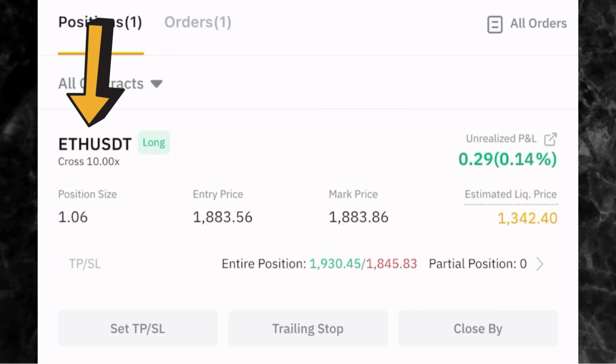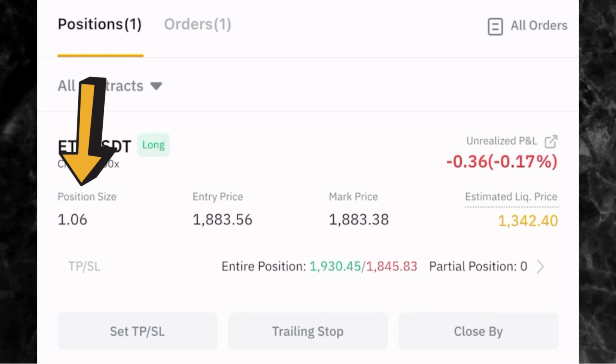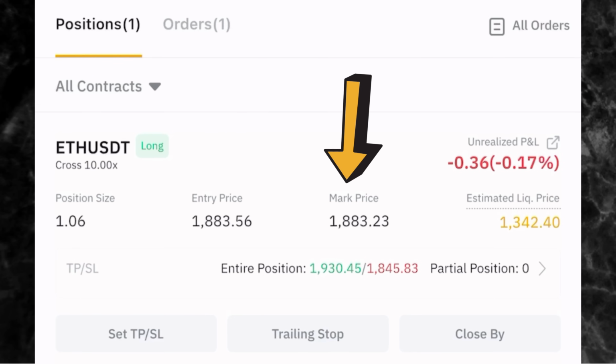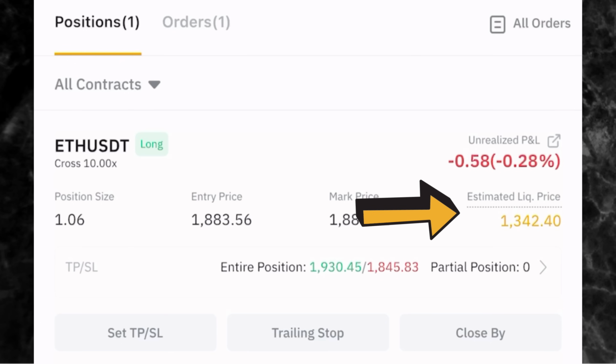Now right here where the arrow is pointing to, where you have ETH USDT and where you have cross and 10x, that's showing you the information about this trade that you've just entered. And where you have position size, is showing you the amount of ETH you are trading. That's 1.0 ETH, and that's because, don't forget, we used $2,000 for this trade. Don't forget that. And if you check where you have entry price, that's showing you the price at which you entered the trade. And where you have mark price, that's showing you the current price of the market. And where you have estimated liquidation price, that's the price at which you're going to get liquidated. So you need to take note of that.